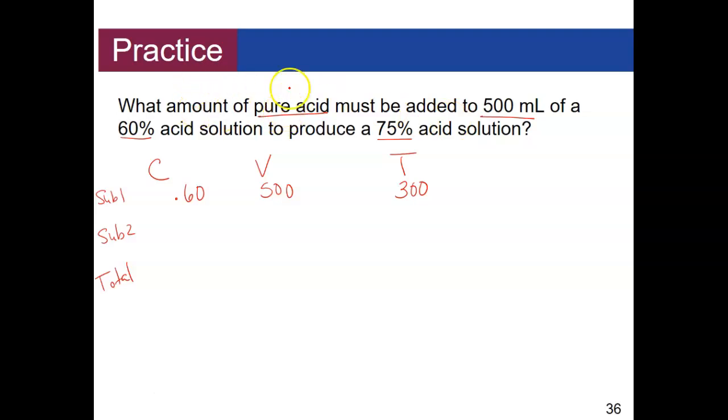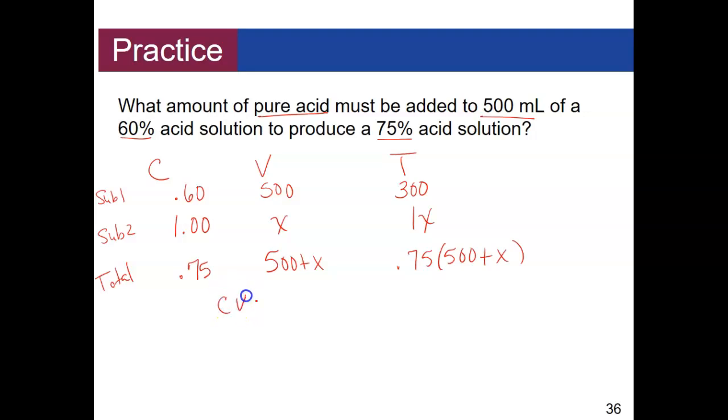The substance that we're going to be adding to it is pure acid. So the pure tells us it's going to be 1. We don't know how much of the pure acid we're going to add, so that's going to be x. So we're going to end up with 1x. We want to end up with a 75% acid solution. We had 500 to begin with, and we added x to that, so our volume would be 500 plus x. We multiply across here, we're going to have 0.75 times 500 plus x.